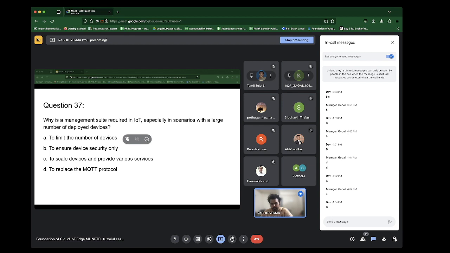Why is a management suite required in IoT, especially in scenarios with a large number of deployed devices? Is it A, to limit the number of devices? Once again, I'm looking for the most accurate answer. B, to ensure device security. C, to scale devices and provide various services. Or D, to replace the MQTT protocol.